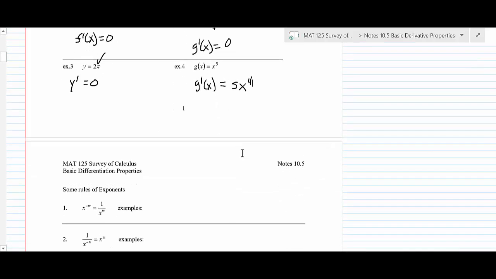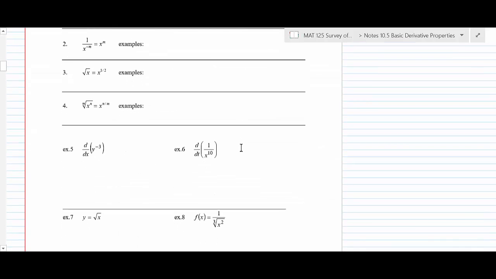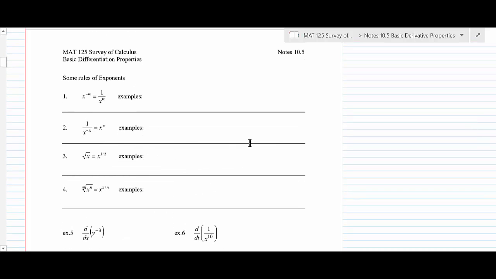Let's go through and review, and see if we can finish up by doing these things here.